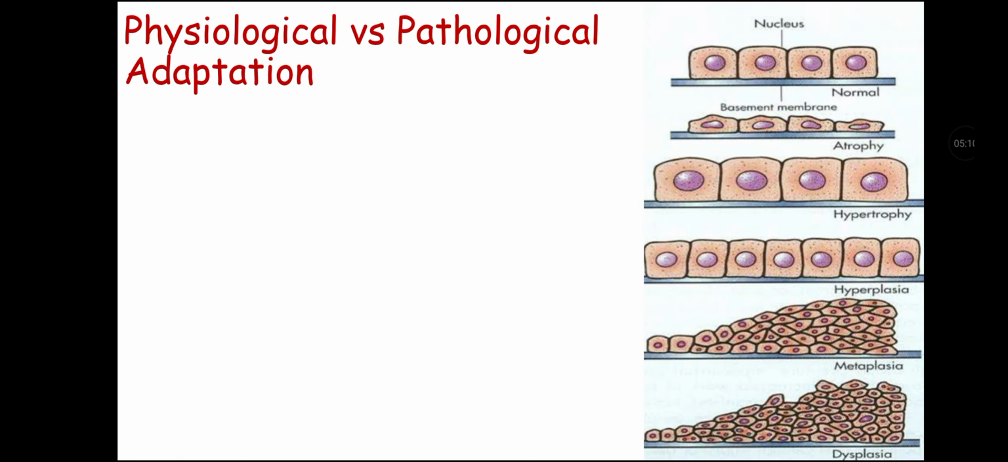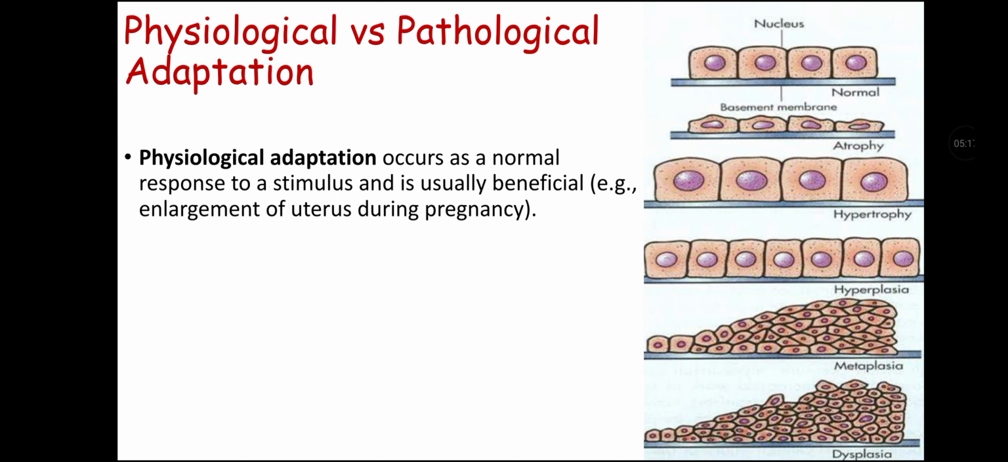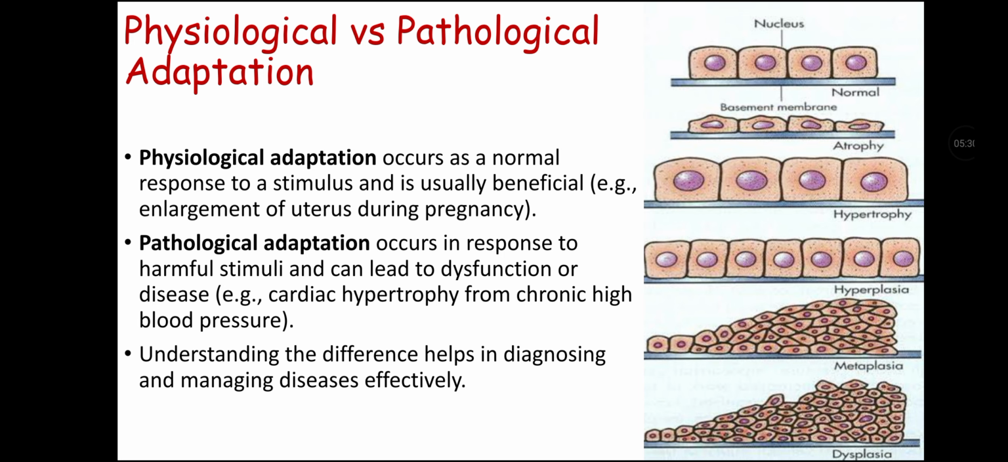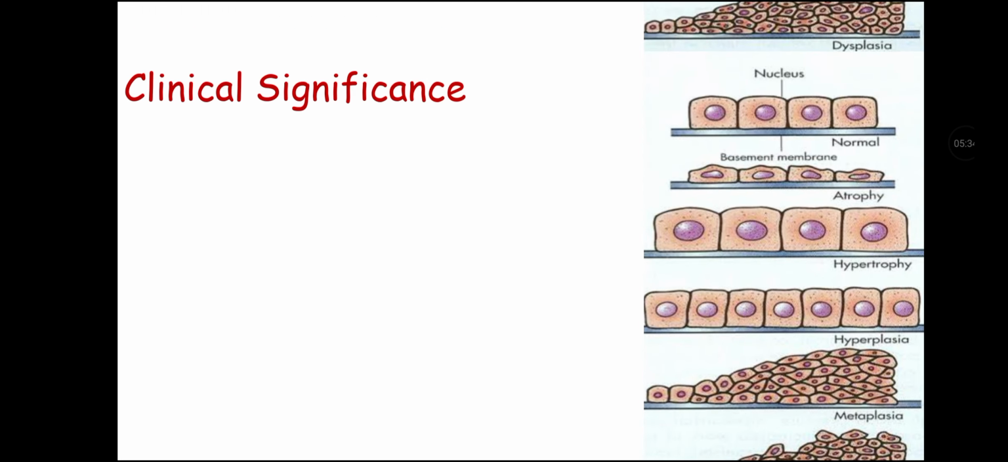Physiological versus pathological adaptation. Physiological adaptation occurs as a normal response to stimulus and is usually beneficial, like enlargement of the uterus during pregnancy. But pathological adaptation occurs in response to harmful stimuli and can lead to dysfunction or disease, like cardiac hypertrophy from chronic high blood pressure. Understanding the difference helps in diagnosing and managing disease effectively.